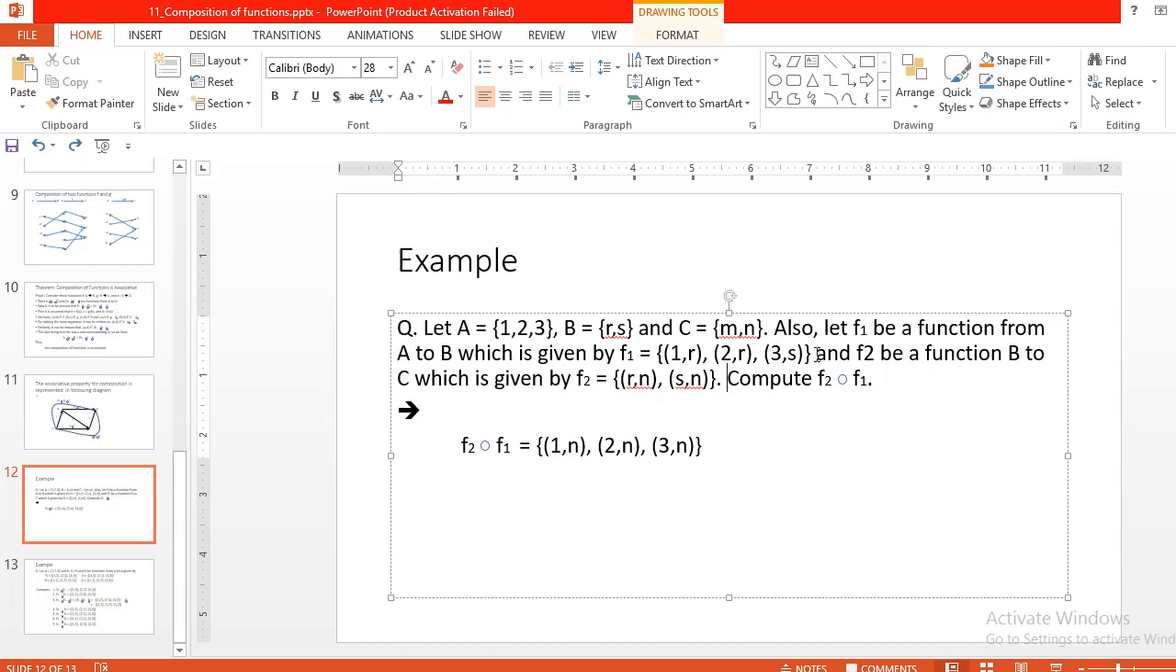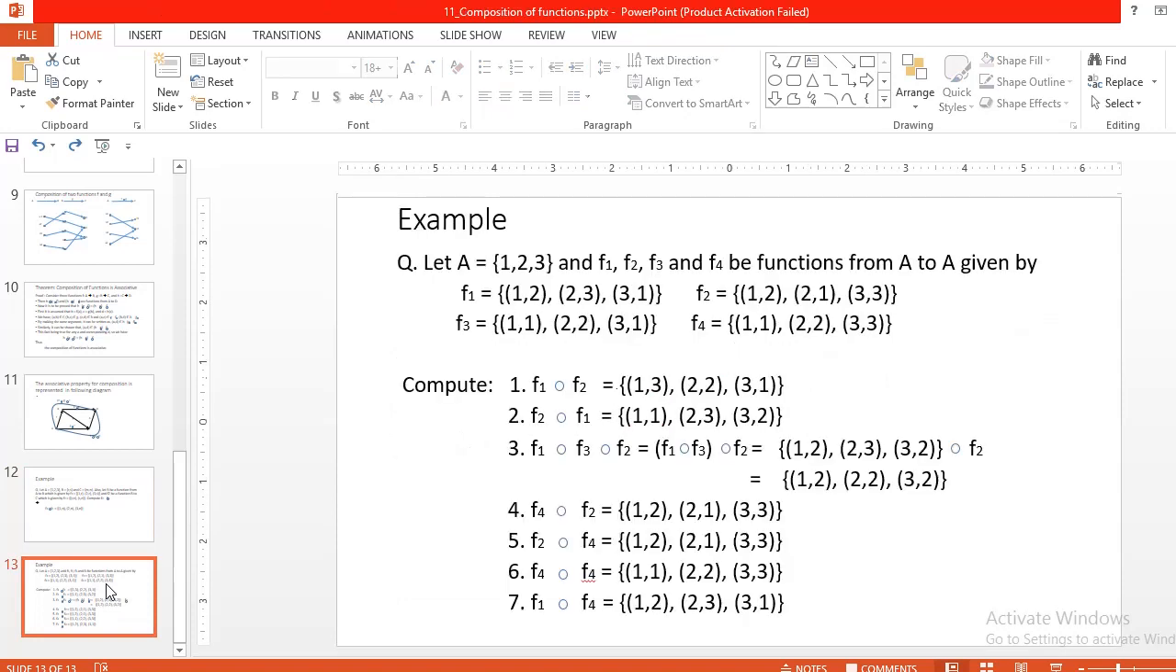Similarly 3S and Rn, no pairing, no common elements here. 3S and Sn, so common elements, yes, so we get the pair 3N. So the resultant output is here 1N, 2N and 3N.